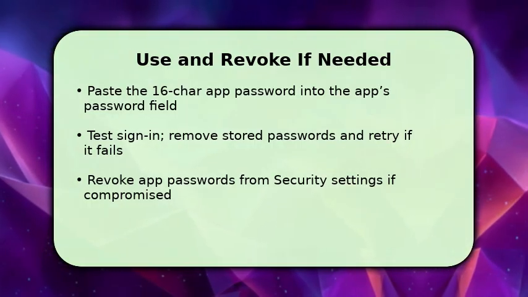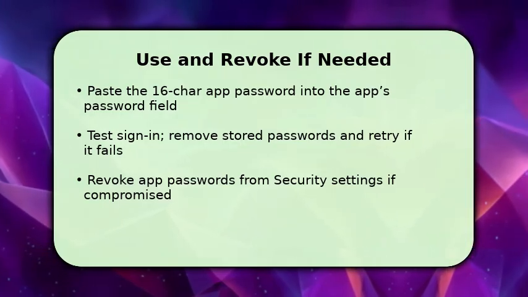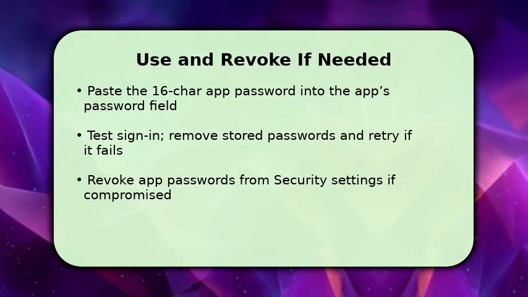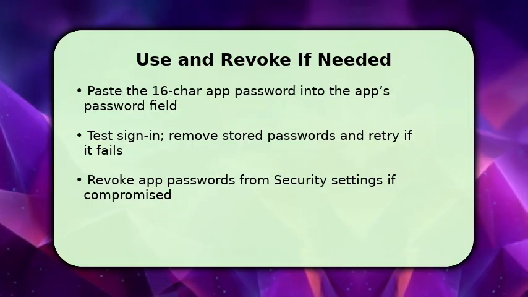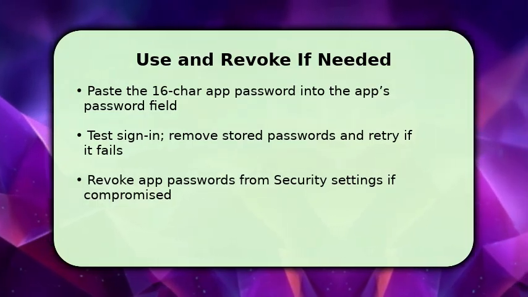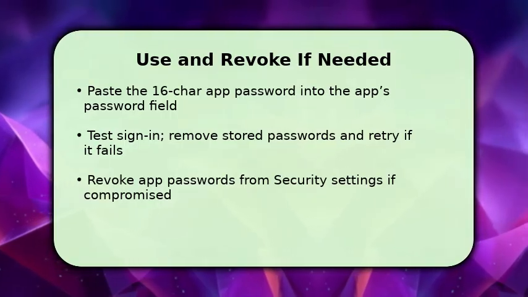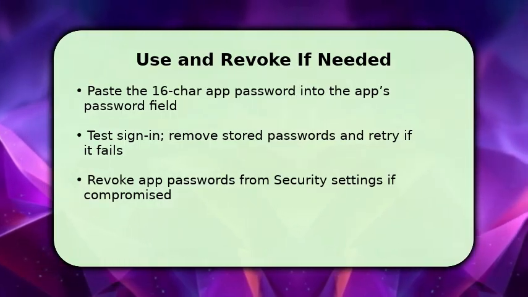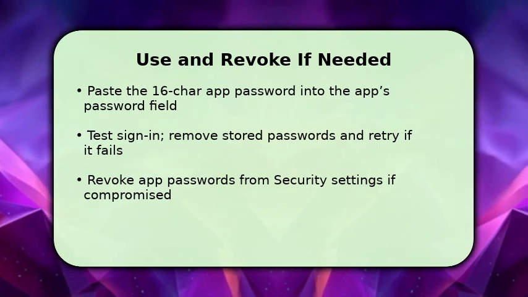If you lose the code or suspect compromise, go back to security, find app passwords, and revoke that specific entry. This lets you cut access without changing your main Google password. So revoke and regenerate when you need to rotate credentials quickly.